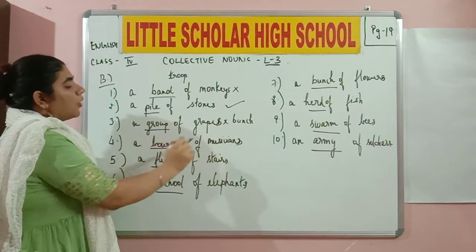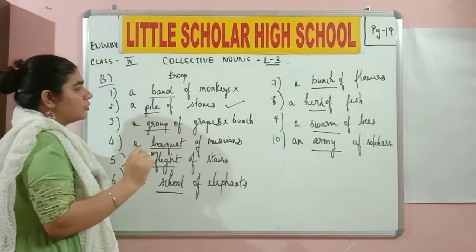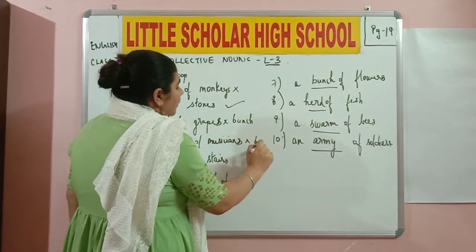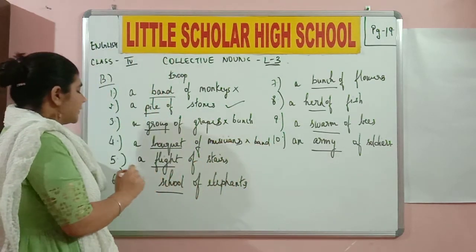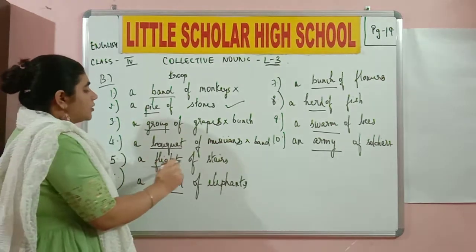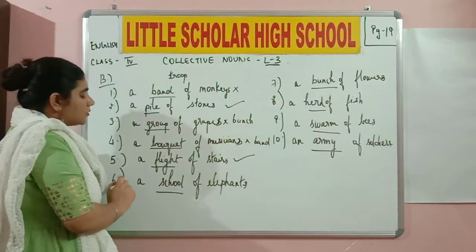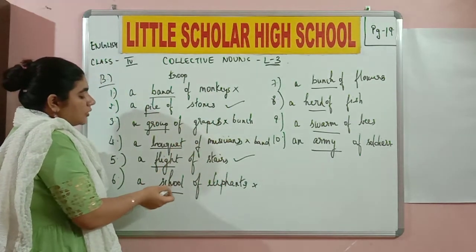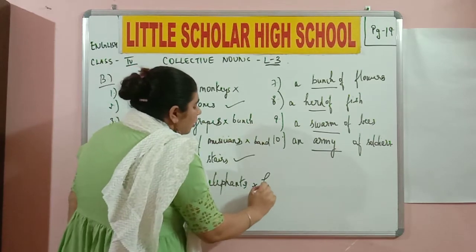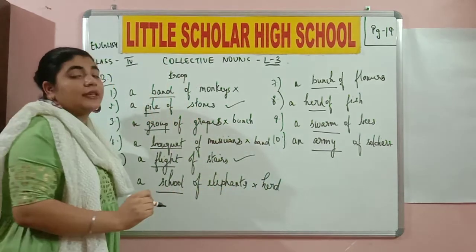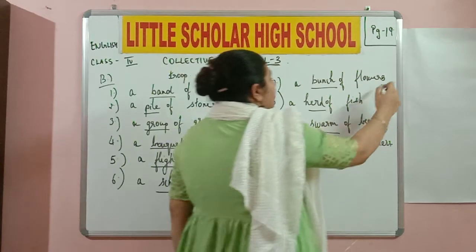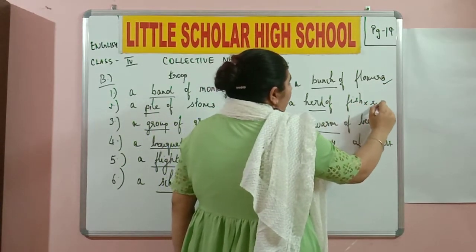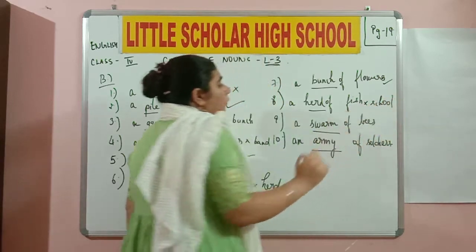Fourth one, a bouquet of musicians. No, it is a bouquet of flowers or a bunch of flowers. But here, this is also wrong, and you need to write here band. It should be a band of musicians. Fifth one, a flight of stairs. This is correct, class. Sixth one, a school of elephants. This is wrong. It should be a school of fish, or else instead of school here, there should be a herd of elephants. Seventh one, a bunch of flowers. This is correct. A herd of fish. This is wrong. And it needs to be what? Yes, it should be a school of fish.